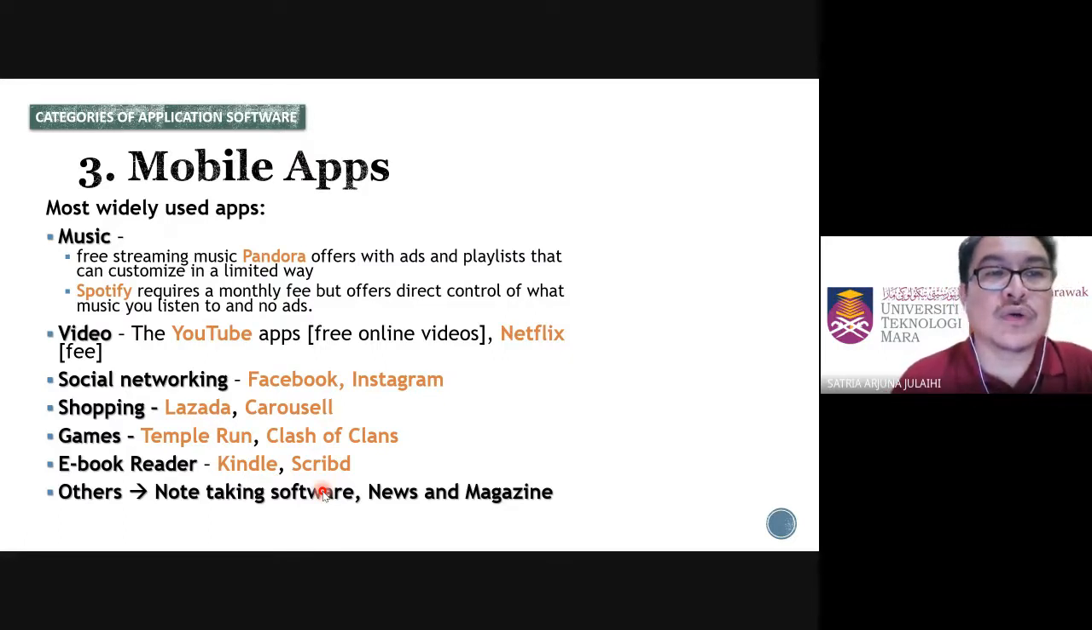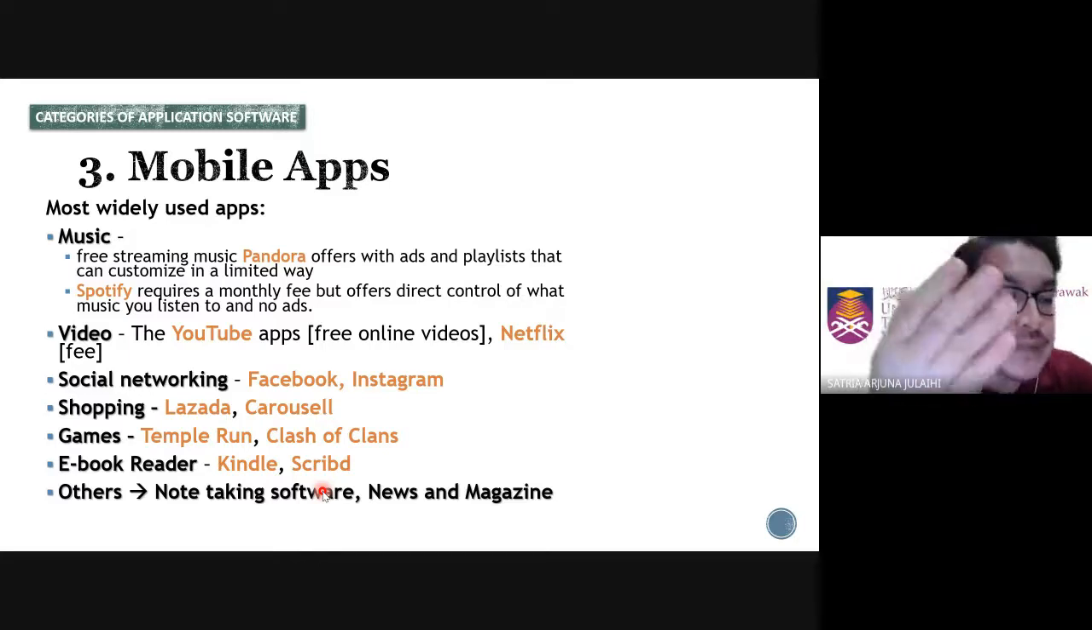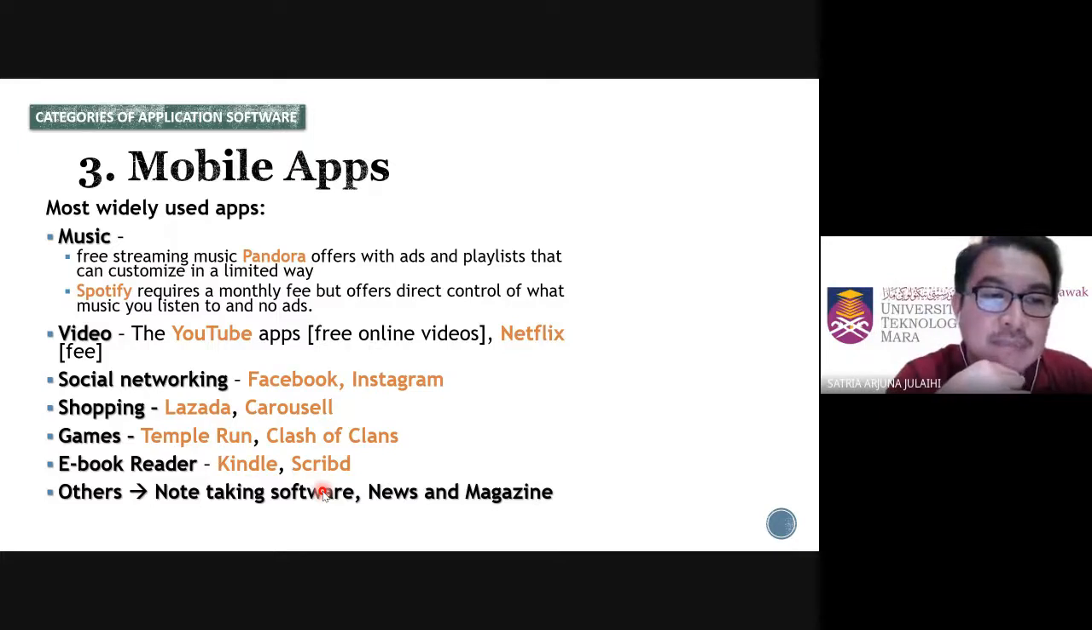Okay, and how many answers does the question require you to give? So these are examples of mobile apps. For example, music mobile apps, video mobile apps like YouTube, Netflix and other streaming apps, video streaming or movie streaming apps, social networking like Facebook, Instagram, TikTok, shopping like Shopee, Lazada, games, ebook readers, and other types of mobile apps.